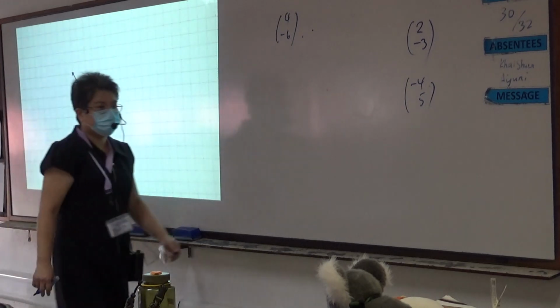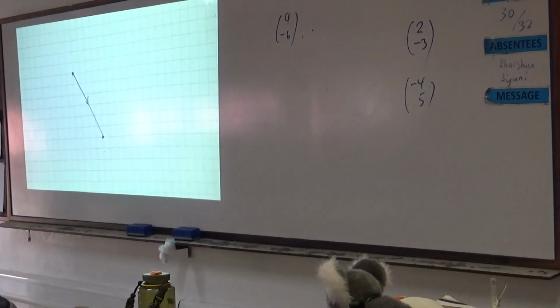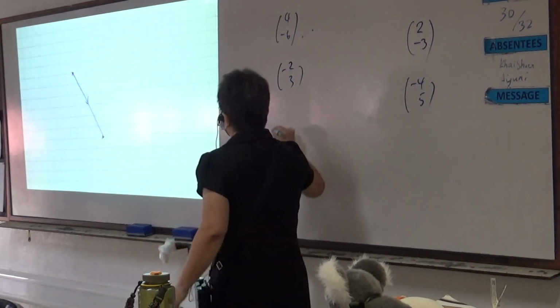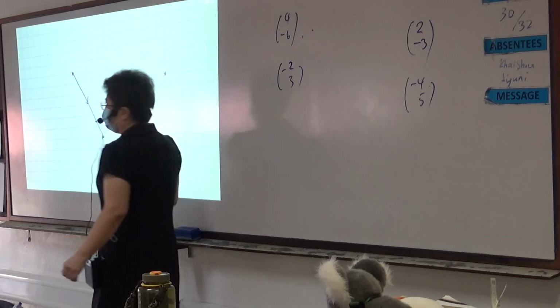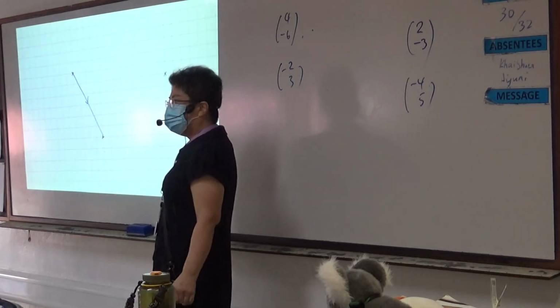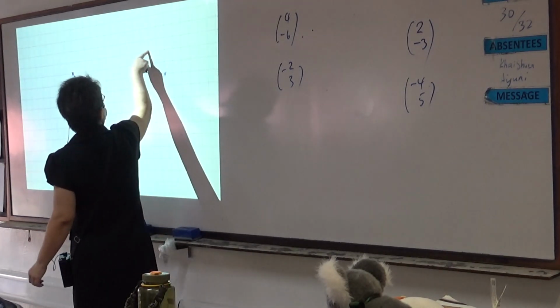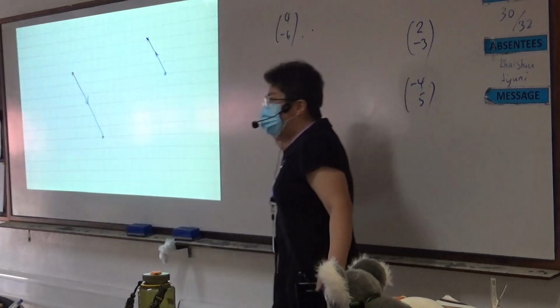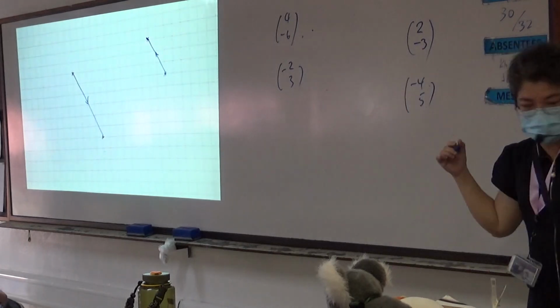Next one. What do they want? (-2, 3). Okay, I start somewhere, here. Where's -2? 1, 2. Then 1, 2, 3. So my vector will go this way. Remember the direction. Everybody okay?